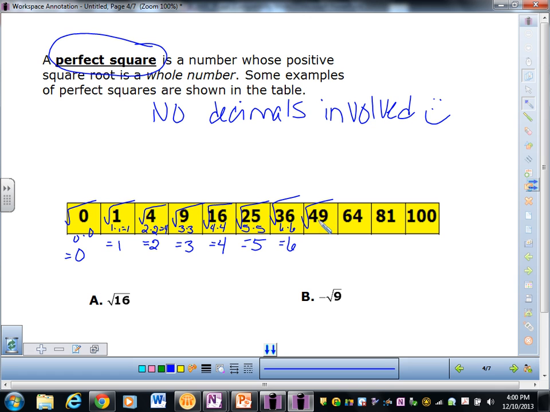Square root of 49. What times itself equals 49? See a pattern forming here? 7 times 7 equals 49. So the square root of 49 is 7.